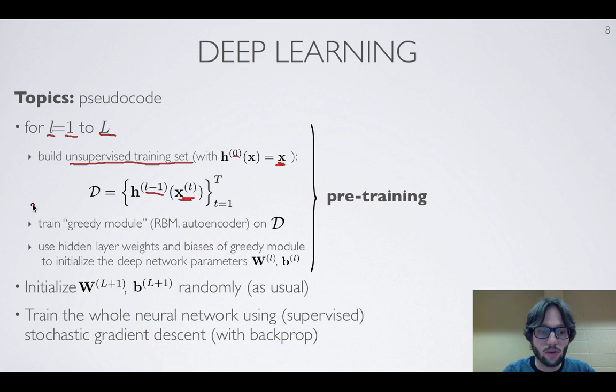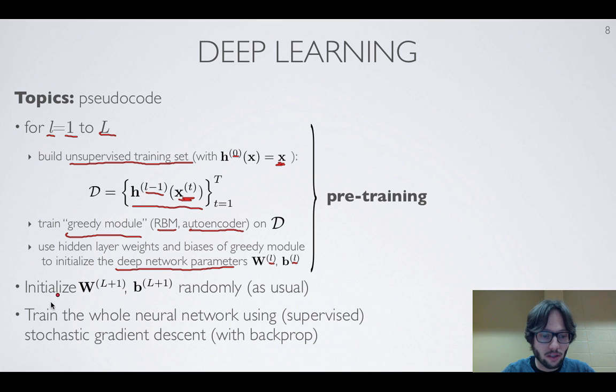So we construct this unsupervised training set. We feed it to what we sometimes call a greedy module. That's just an unsupervised learning algorithm that trains a single hidden layer based on the representation that we compute here. It could be an RBM or an autoencoder learning algorithm. And then we use the hidden layer weights and biases of that greedy module, that RBM or autoencoder we trained on that data set, to initialize the parameters for the Lth hidden layer in our deep neural network, which we'll want to fine-tune once we pre-train all hidden layers.